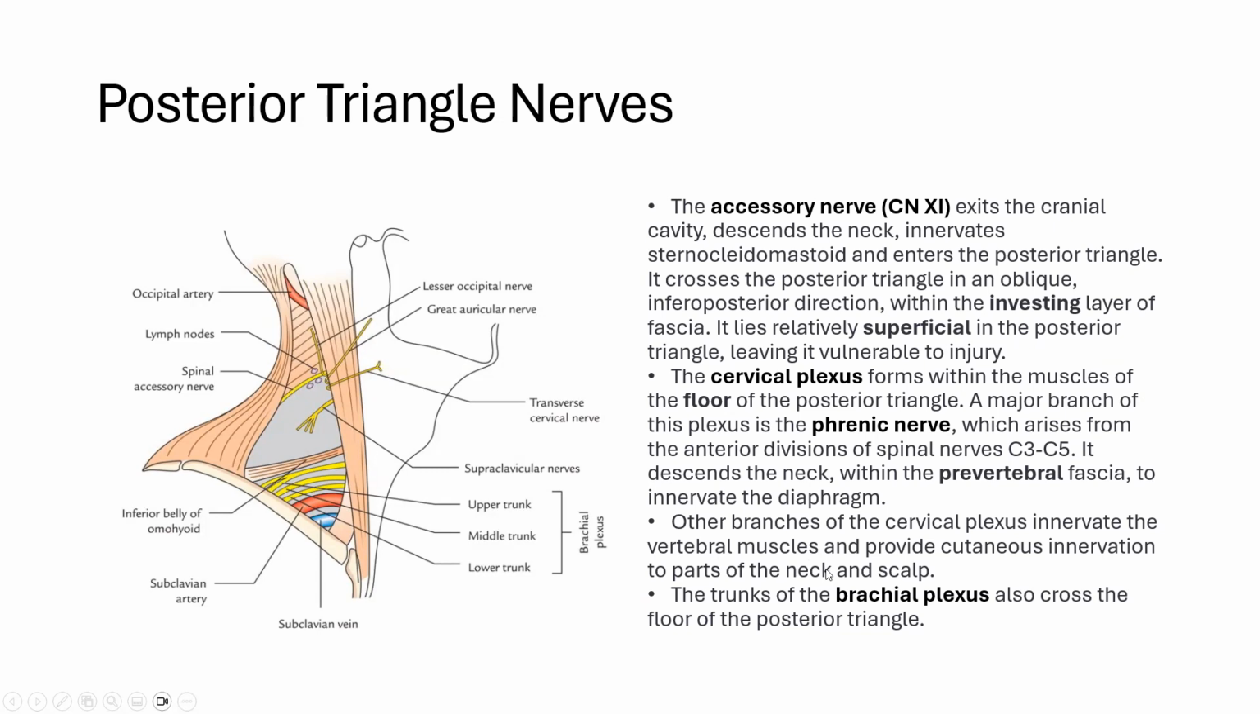The cervical plexus forms within the muscles of the floor of the posterior triangle. A major branch of the plexus is the phrenic nerve, which arises from the anterior divisions of spinal nerves C3 to C5. It descends the neck within the prevertebral fascia to innervate the diaphragm. Other branches of the cervical plexus innervate the vertebral muscles and provide cutaneous innervation to parts of the neck and scalp. The trunks of the brachial plexus also cross the floor of the posterior triangle.